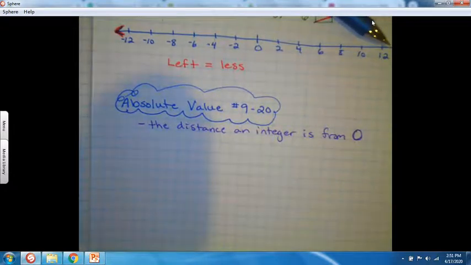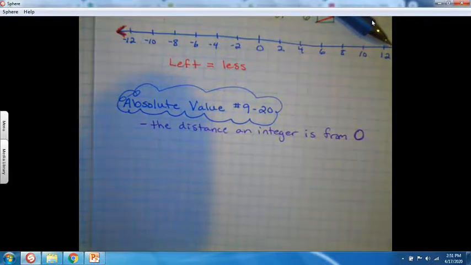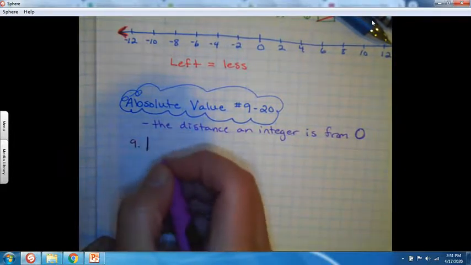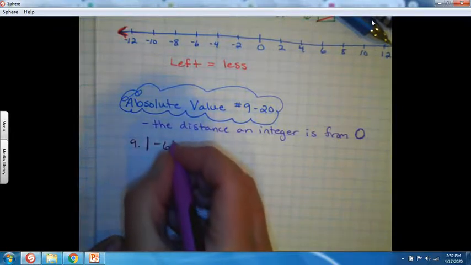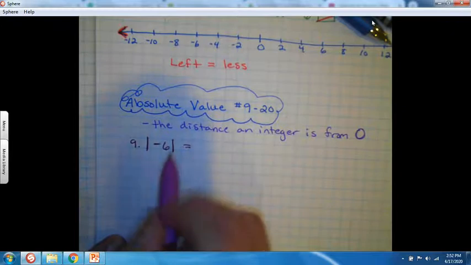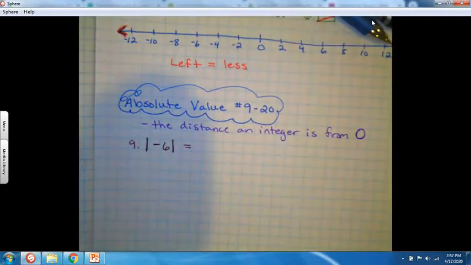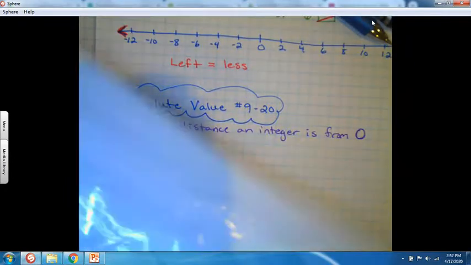So, number 9. Let's do number 9. Number 9 looks like this. Number 9 says the absolute value of negative 6. So how far, what is the distance negative 6 is from 0? Well, let's get out our toolkit just to make sure. Okay, here's our toolkit. I'm going to use this one because it's not shiny. Okay, so here's negative 6 right here.